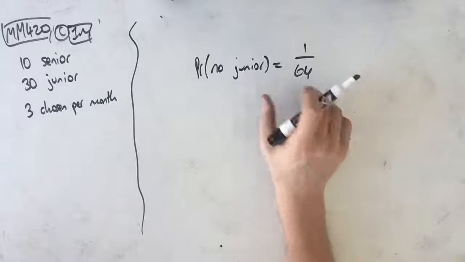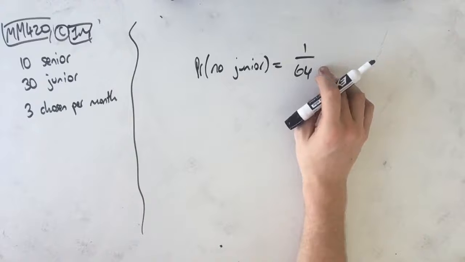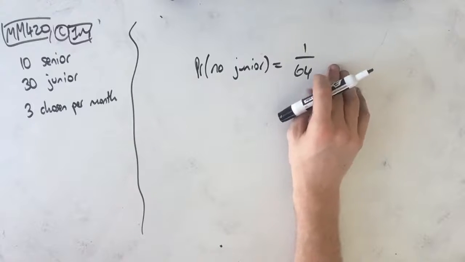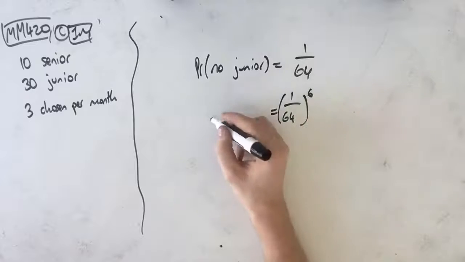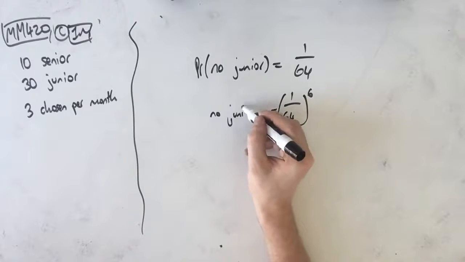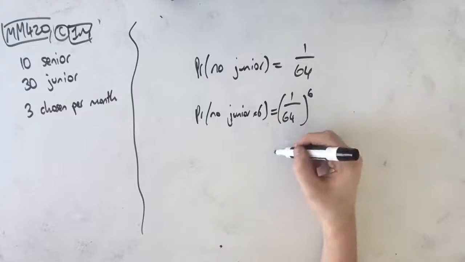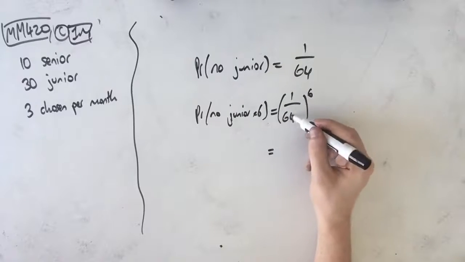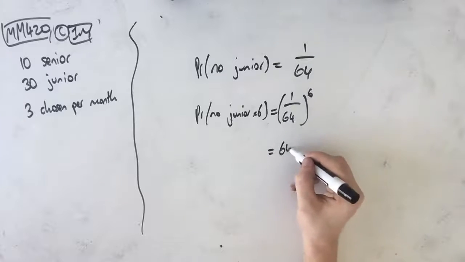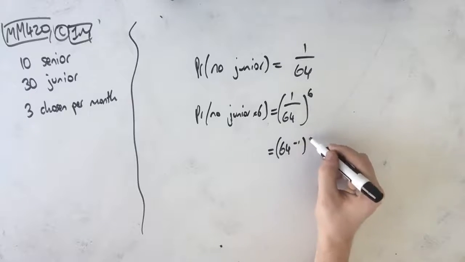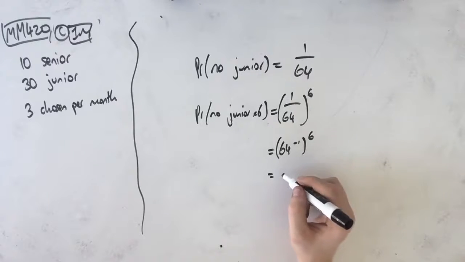And if this happens 6 months in a row, the probability of that happening is 1 on 64 times 1 on 64 times 1 on 64, 6 times, right? So 1 on 64 to the power of 6. So no junior times 6. Now, 1 on 64 is the same as 64 to the power of -1. And 64 in itself is the same as 2 to the power of 6.